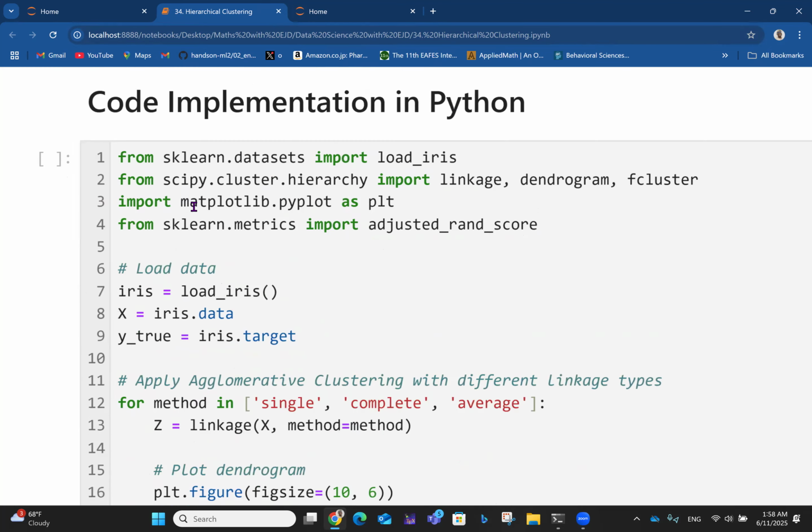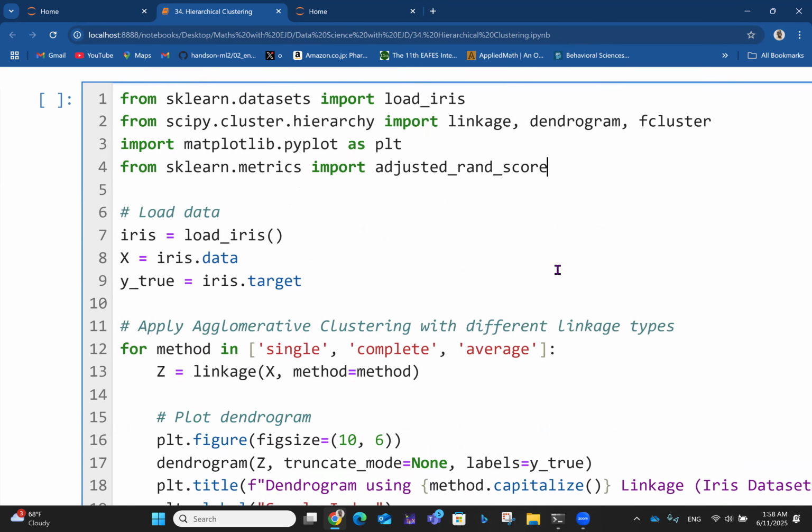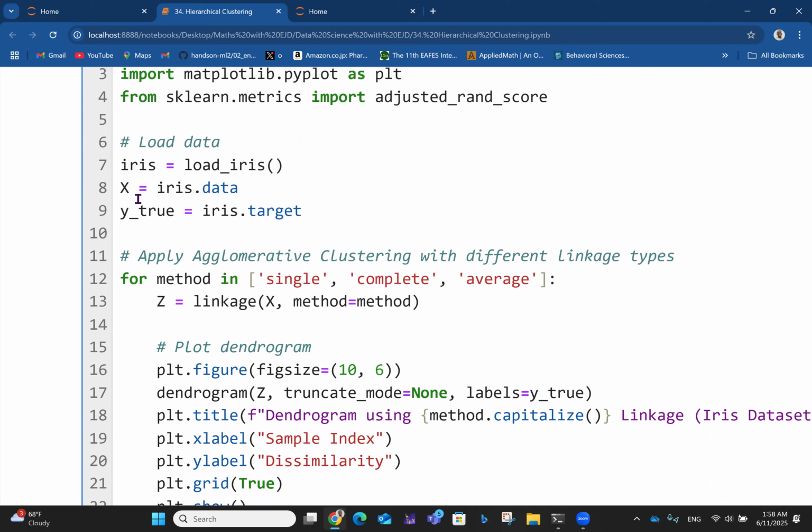So for the code implementation, of course, you load the iris data set from the sklearn data sets. Then from the hierarchy, we need the linkage, we need the dendrogram, and we have the fcluster. Then we need to visualize using matplotlib. And then the metrics here, we have adjusted rand score. So that is how you measure the cluster in this particular situation. Then you load the data. Iris is load_iris, X is iris.data.